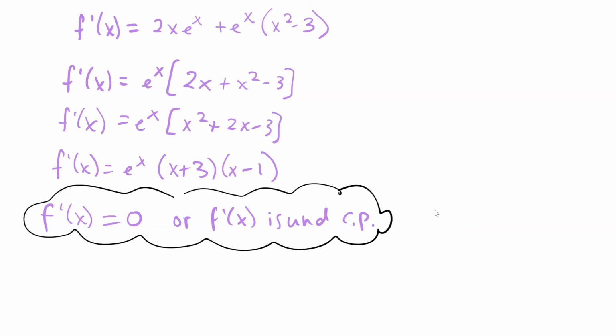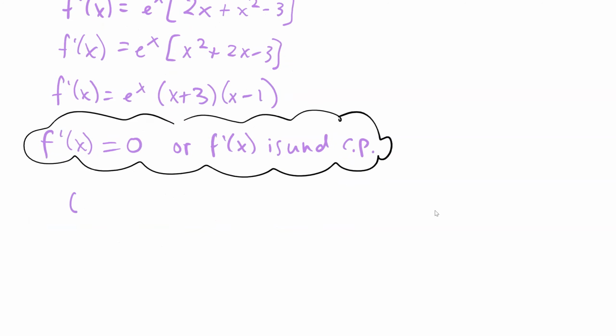Okay, set equal to 0. 0 equals e to the x plus 3 times x minus 1, and we set each of these factors equal to 0. Question, where is e to the x equal to 0? Never. Exactly, it's never equal to 0.